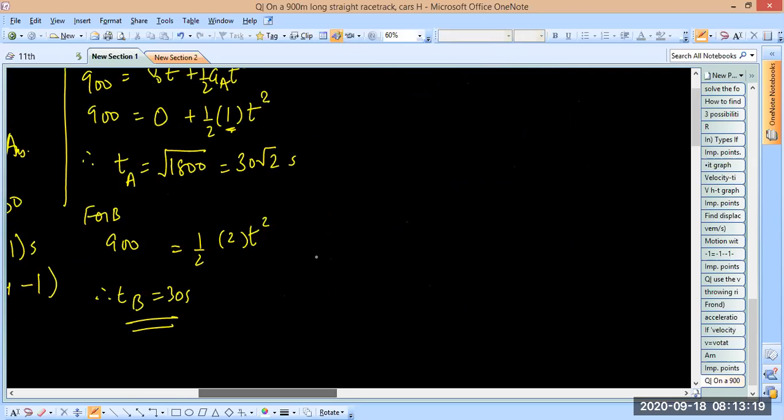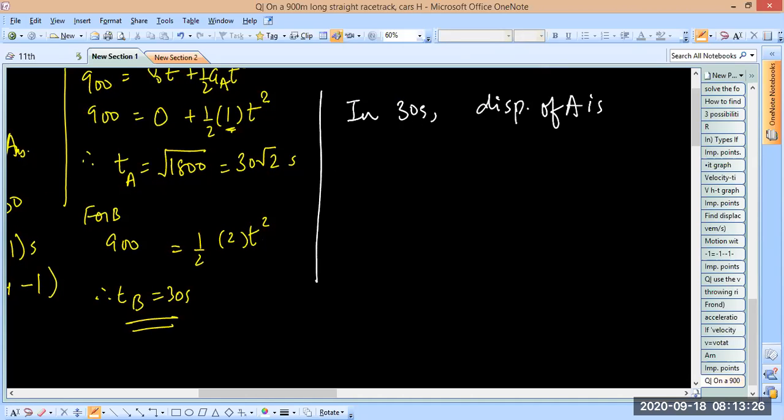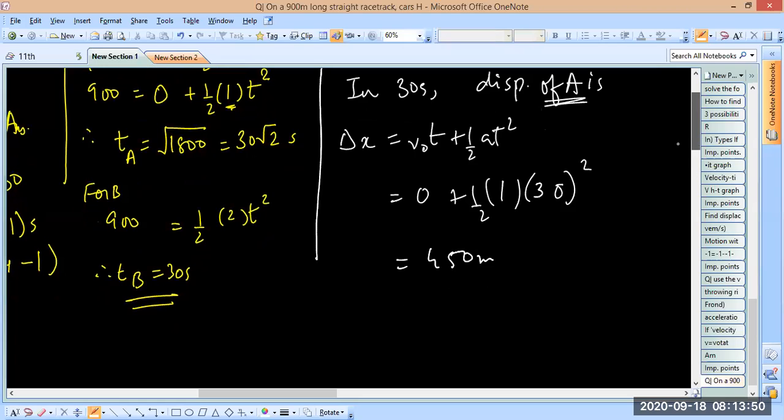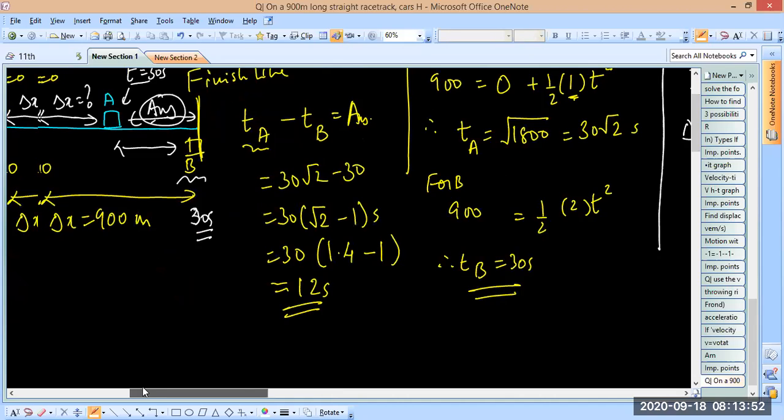So this is going to be as follows. In 30 seconds, the displacement of A is delta x equal to v0 t plus half a t square. Now this we are doing for A. So v0 is 0, half into 1 into 30 square. So this is going to be 450 meter. Is that okay?